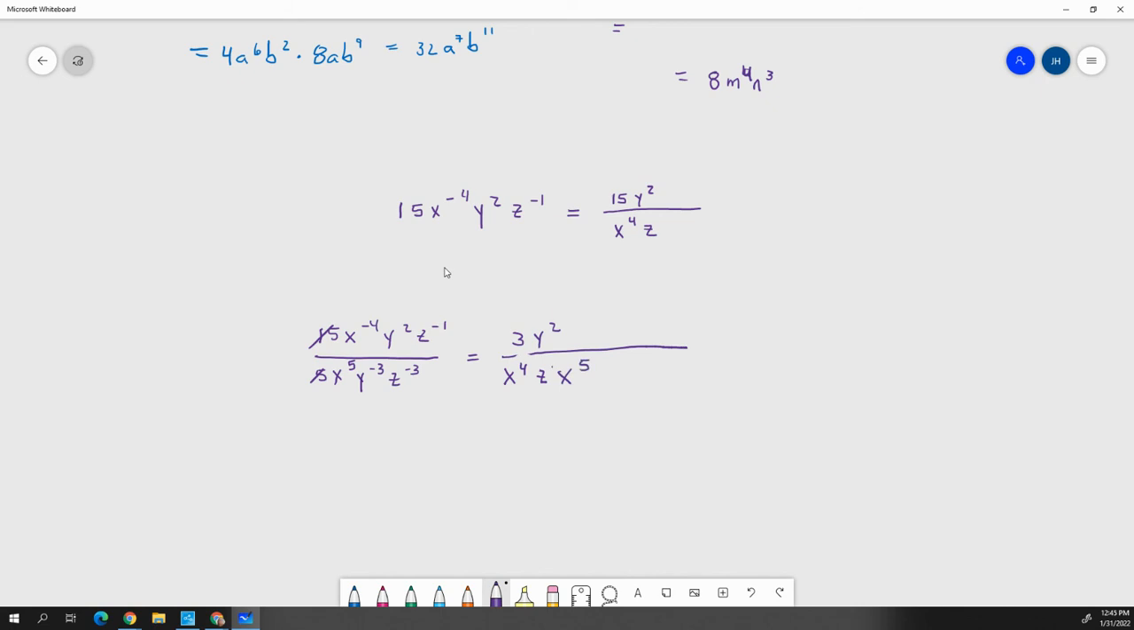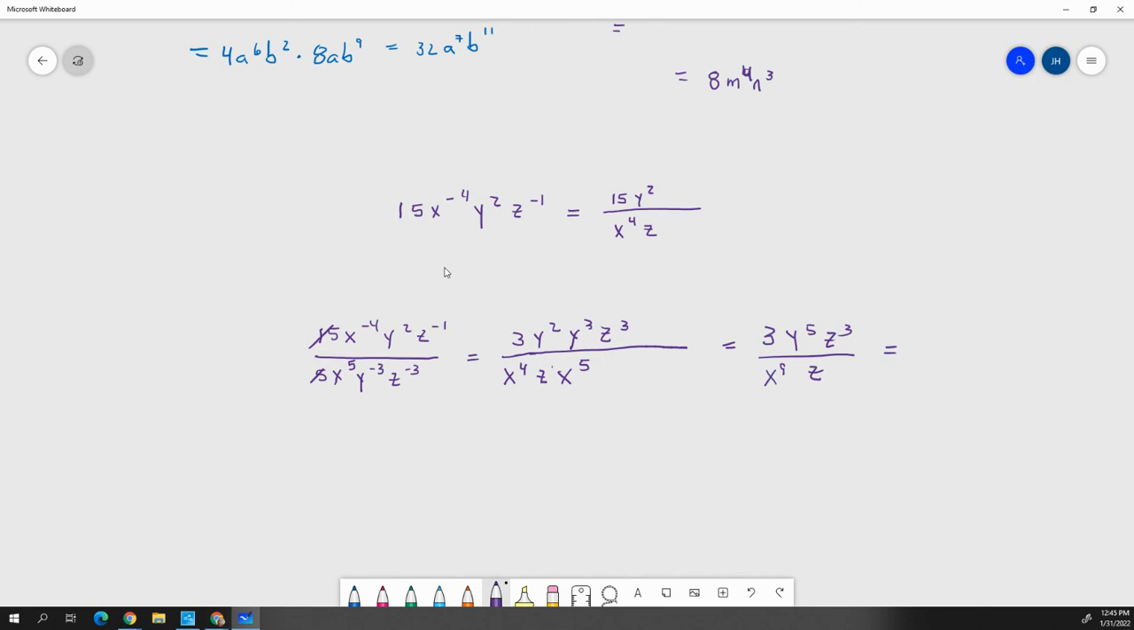x to the 5th. Well, here we have y to the negative 3. If I bring it up here, it's y to the 3rd. Here I have z to the negative 3. If I bring it up here, it's just z to the 3rd. Right? So everything's in its place now, and all we have to do is reduce. So let's put them in order. I have 3. Well, y to the 3rd times y squared is y to the 5th. Z to the 3rd. And then we've got x to the 4th times x to the 5th. Well, that's x to the 9th, z.